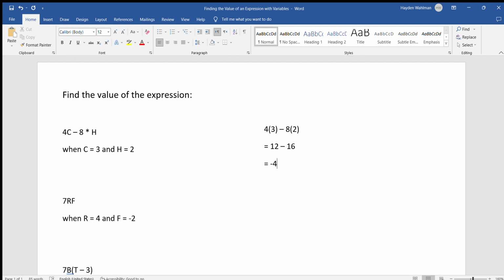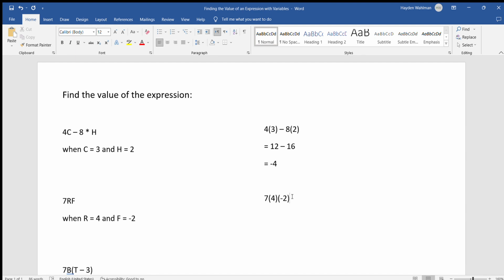So there's that. Let's do another one. 7rf, when r is 4 and f is -2. So 7r, which is the same as 4. And when we put it in brackets like this, it just means multiplication, right? So 7 times 4 times -2. So first thing we do is the brackets. There are brackets, but there's no equation in there, so there's nothing we can do.